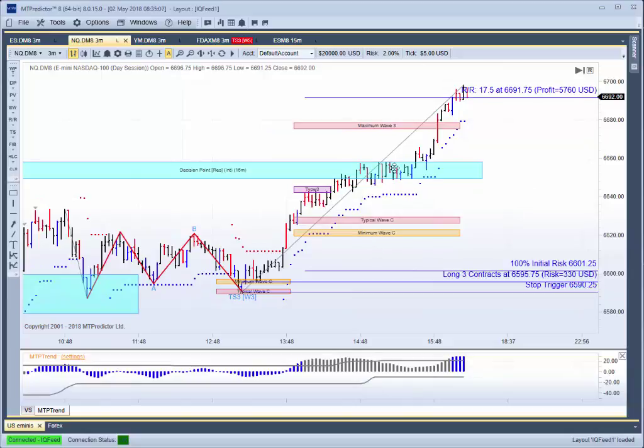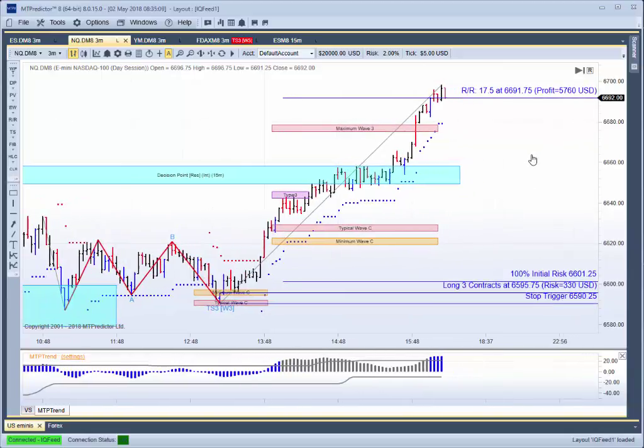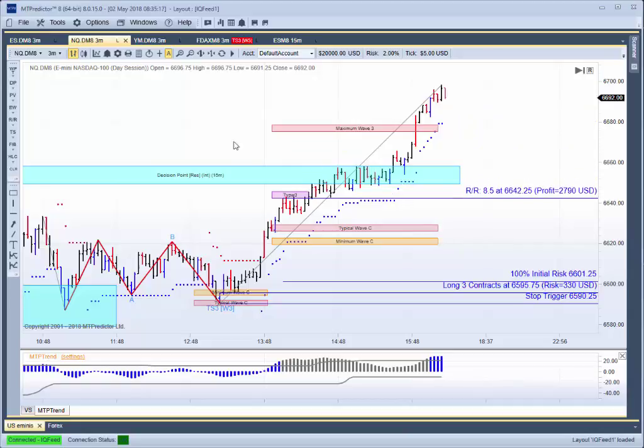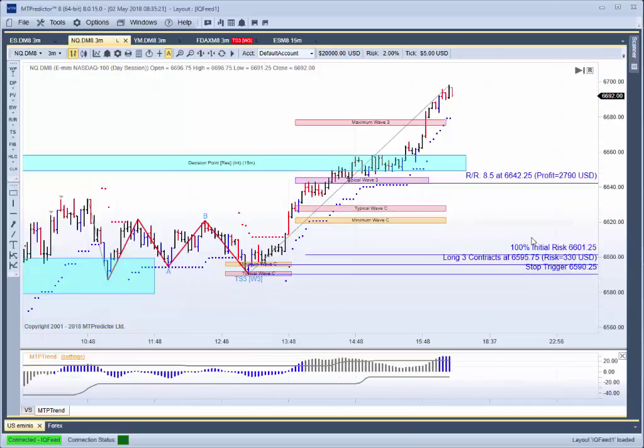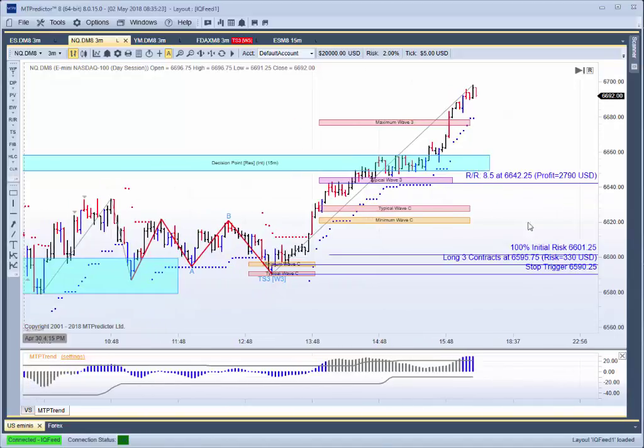That would probably only be for the more experienced users among you who are a lot more aggressive and were willing to let the market run a bit further. But for most users, coming out at the typical wave 3 WPT, which was here, would have been a very nice profit of 8.5 times the initial risk.